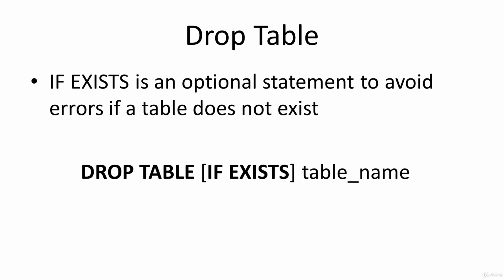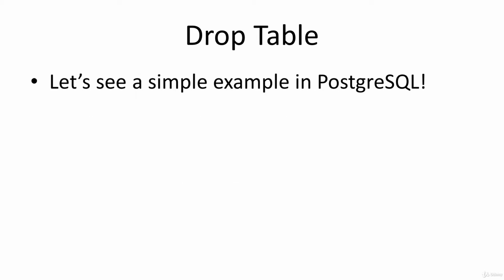That if exists term is an optional statement which will help you avoid errors if a table doesn't already exist in your database. So if you try to just say drop table, some table name, and that table actually isn't in your database, you'll get an error. If you say drop table if exists and then some table name, even if that table is not in your database, you won't get an error out. This is best shown by a couple simple examples in PostgreSQL.